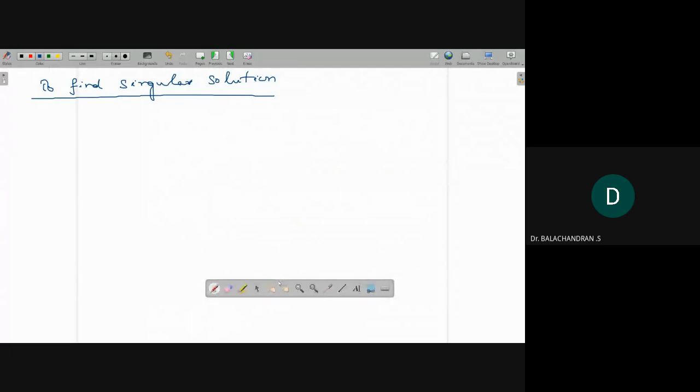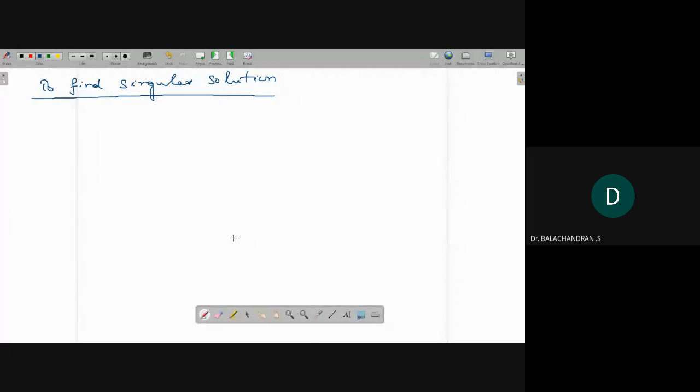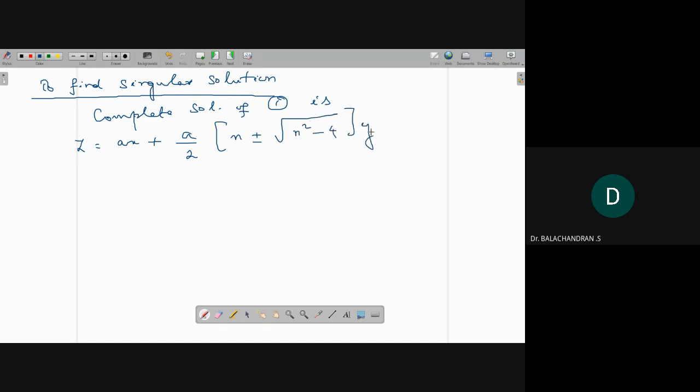okay. So now again we start from the complete solution of equation 1. Complete solution of equation 1 is z equal to AX plus A by 2 into N plus or minus root of N square minus 4 into Y plus C. Actually, this is equation number 2.